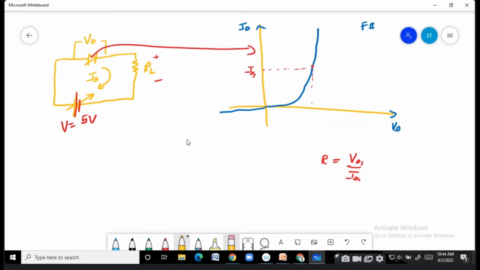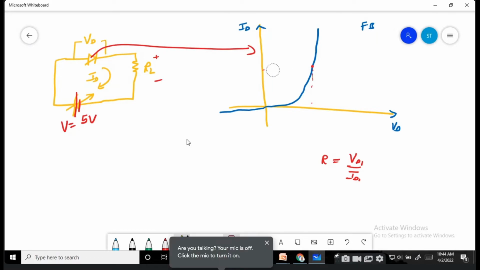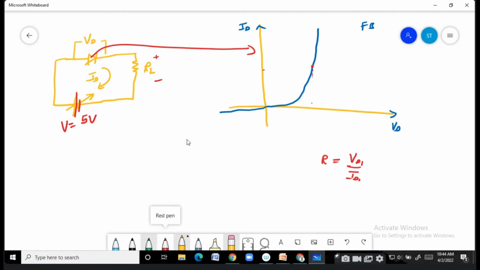Yes, sir. Okay, so my question is how to find that point? I'm doing the reverse thing. Now you don't want to find the characteristic; I'm saying the characteristic is already provided by the manufacturer. Then what do you want? You want to find the resistance of the diode at a particular applied voltage V equal to 5 volt, and a particular current is flowing at that time.